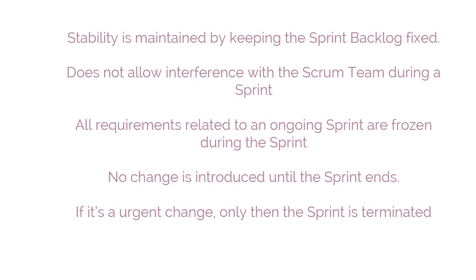In Scrum, all requirements related to an ongoing sprint are frozen during the sprint, and no change is introduced until the sprint ends, unless a change is deemed to be significant enough to stop the sprint. In the case of an urgent change, the sprint is terminated and the Scrum team meets to plan a new sprint. This is how Scrum accepts changes without creating the problem of changing release dates.